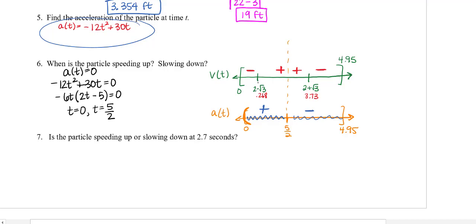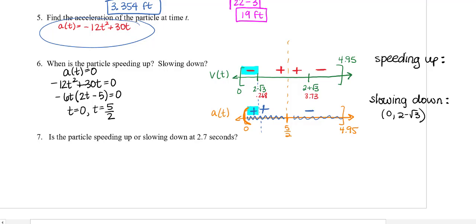From 0 to 2 minus rad 3, I'll carry this down here. Your velocity is negative, so you're traveling backwards, but the acceleration is traveling forwards. So your velocity and your acceleration are in opposite directions, so you are slowing down. So let me write the answers out here, speeding up and slowing down. They will be intervals. So the first answer that I have is an interval of slowing down: 0 to 2 minus rad 3, I'm slowing down.